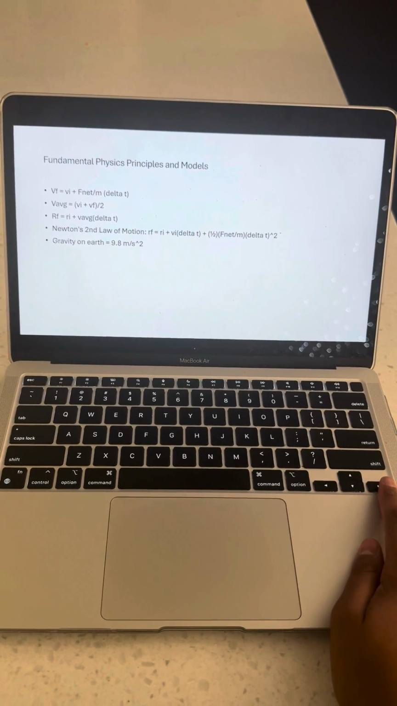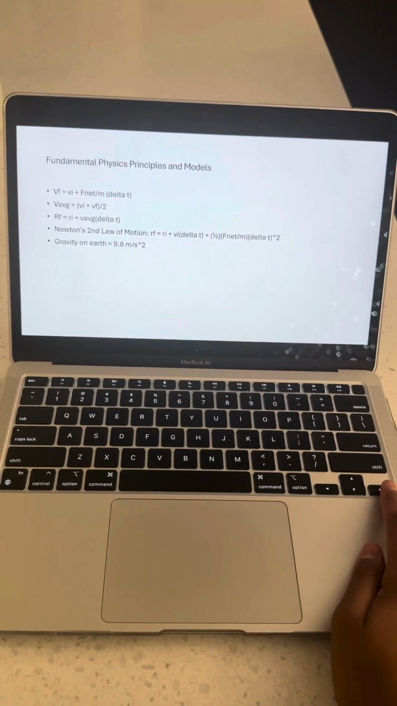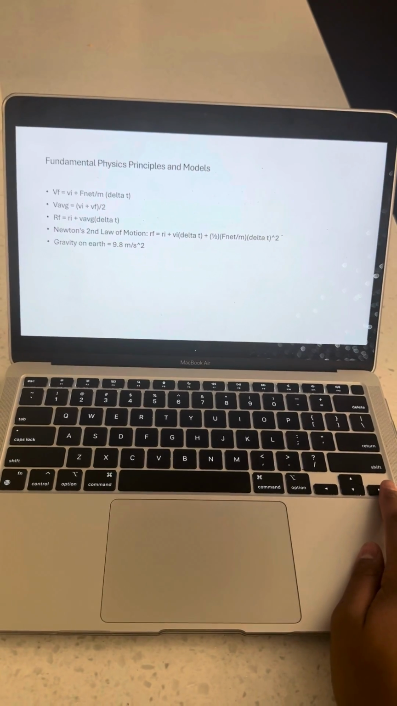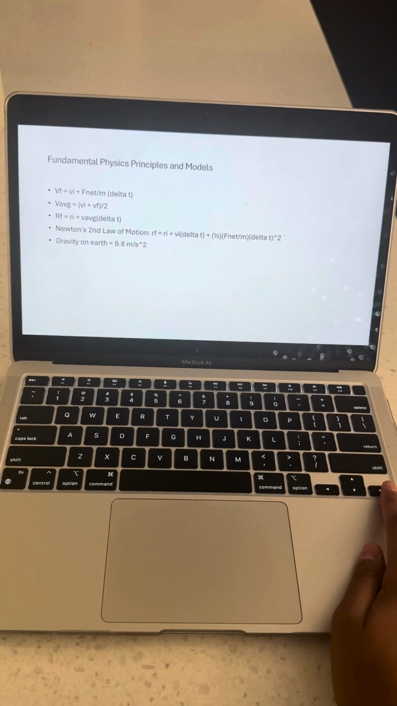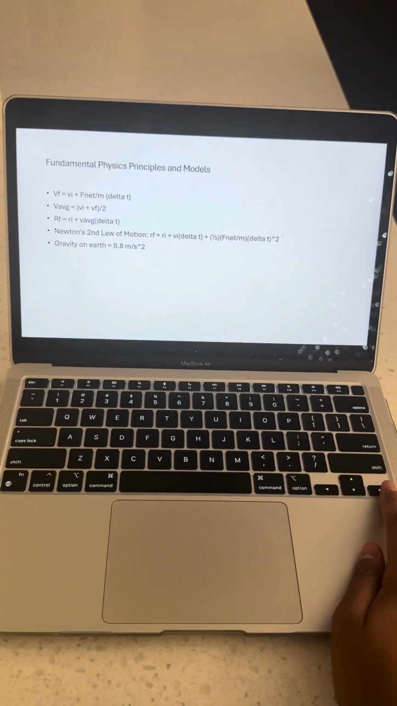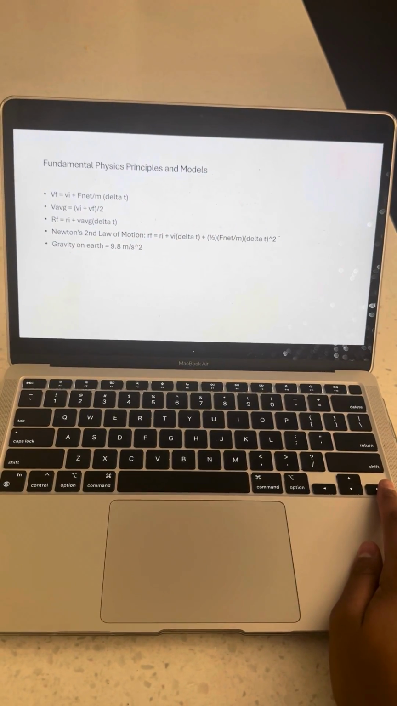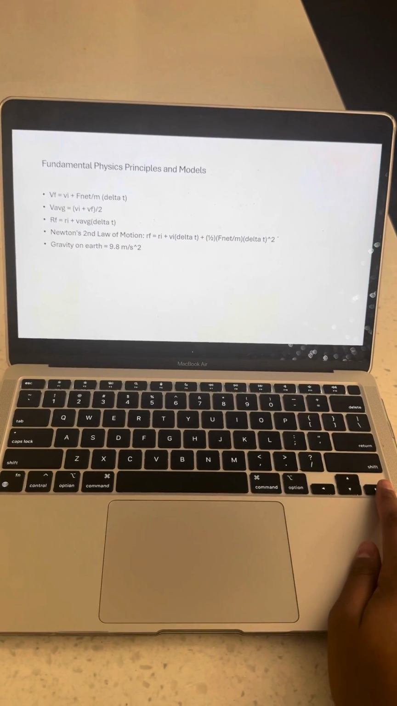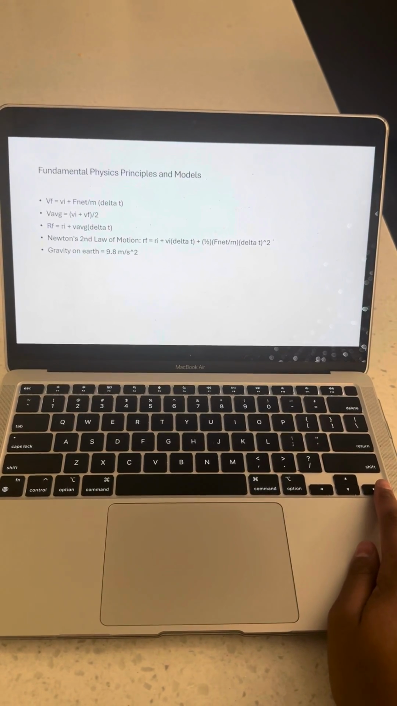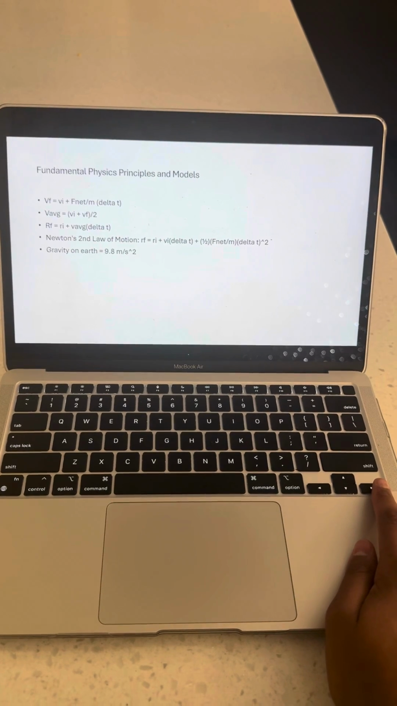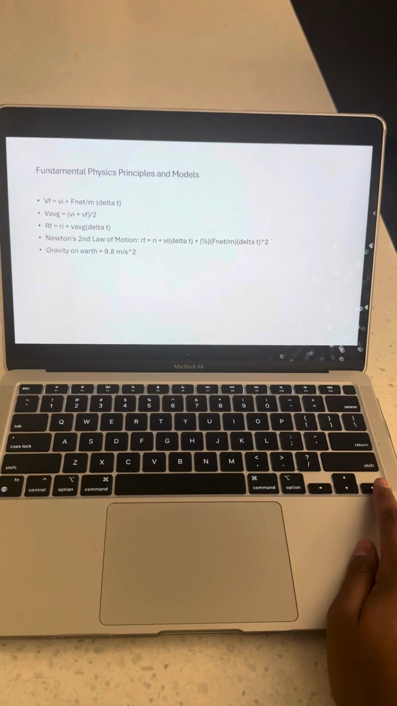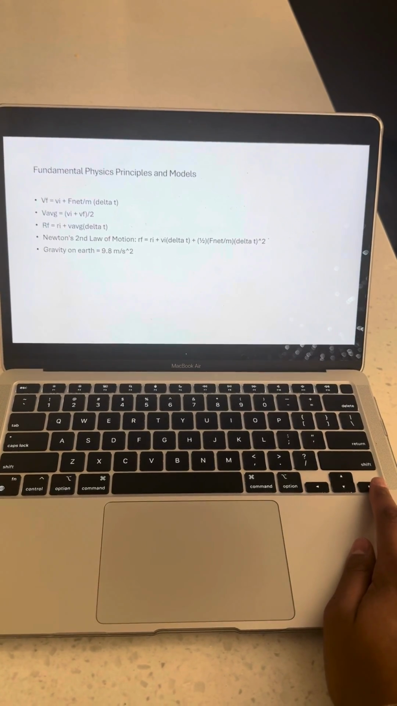Velocity update formula is velocity final equals velocity initial plus F net divided by m times delta t. And the velocity average formula adds the velocity initial and velocity final, dividing it by 2. The position update formula is the initial position plus average velocity times delta t. Newton's second law of motion indicates the final position equals the initial position plus vi times delta t plus 1/2 times F net divided by m times delta t to the second power.